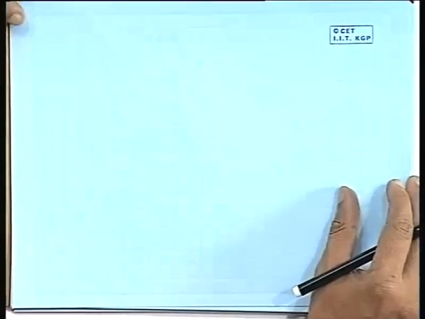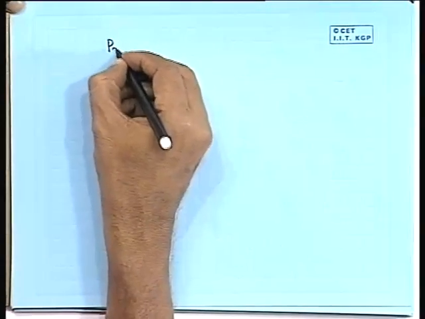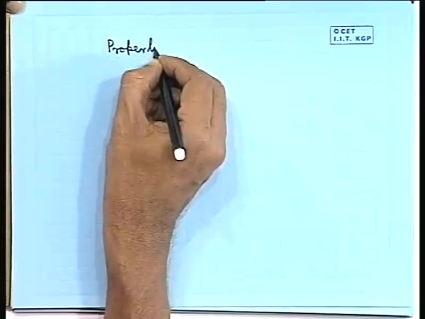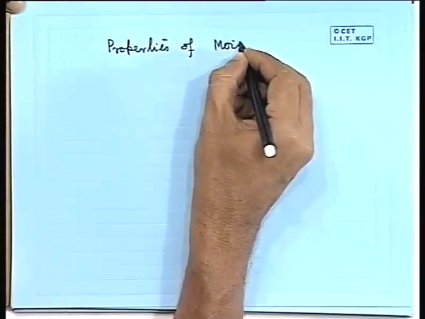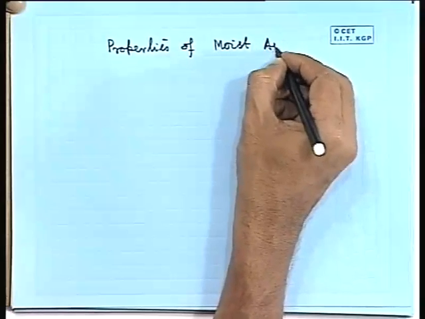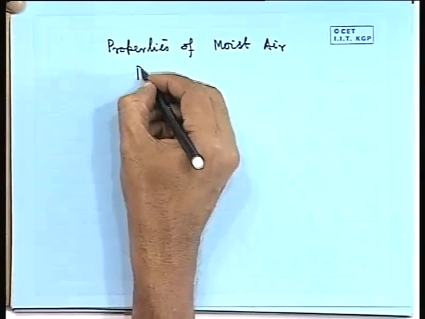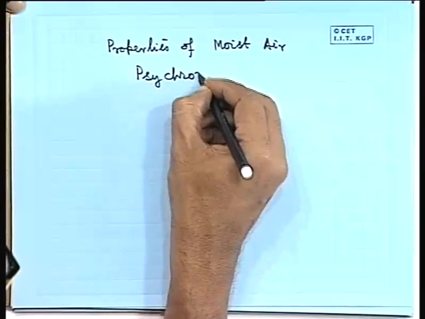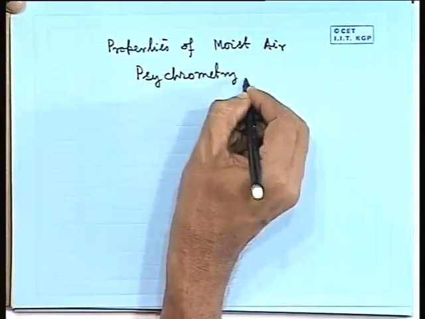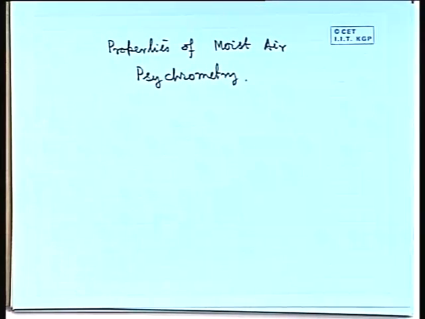The properties of moist air have got a special name. We have a special name for this branch of science, we call it psychrometry.